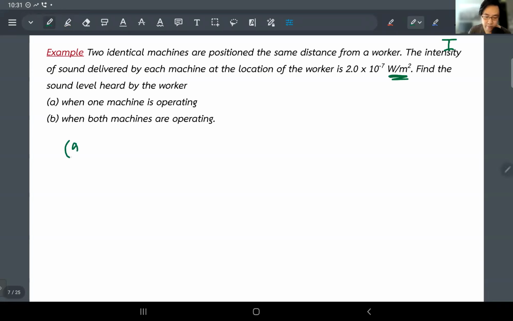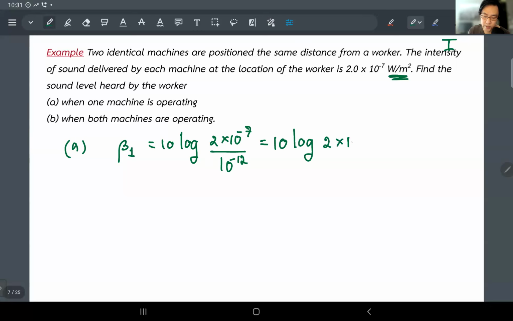So that's easy. Let me call it beta sub 1. So beta 1 right there is 10 log. You take the intensity that you want to calculate, 2 times 10 to the negative 7, divided by the threshold of hearing intensity, 10 to the negative 12. The units cancel. So what you get over here is going to be 10 log 2 times 10 to the 5th. So far, so good.